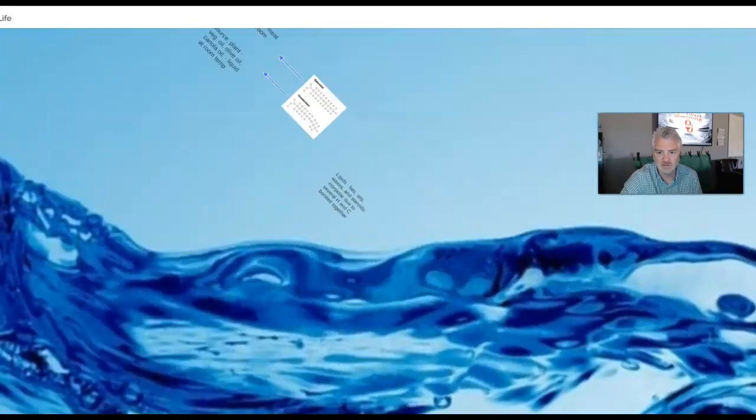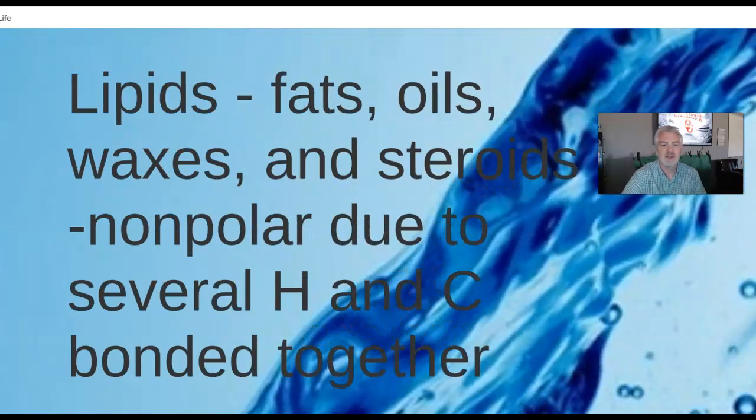macromolecule, and those are lipids. Lipids are going to be your fats, oils, waxes, steroids. Remember, they are what we call nonpolar. Nonpolar, make sure you don't get this confused. Nonpolar means that those carbons and hydrogens are sharing their electrons equally. So when there's an equal sharing of electrons, there's no pull one way or the other.